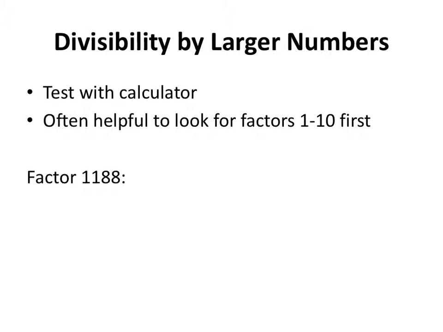To check for factors larger than 10, it's often easiest to test with your calculator, and so for factorizations, it's very helpful to look for factors between 1 and 10 first. If we begin factoring 1,188, it doesn't end in a 0, so there's no factor of 10. Let's check for a factor of 9. 1 adding 1, adding 8, adding 8. All of these digits add up to 18. So 1,188 has a factor of 9.